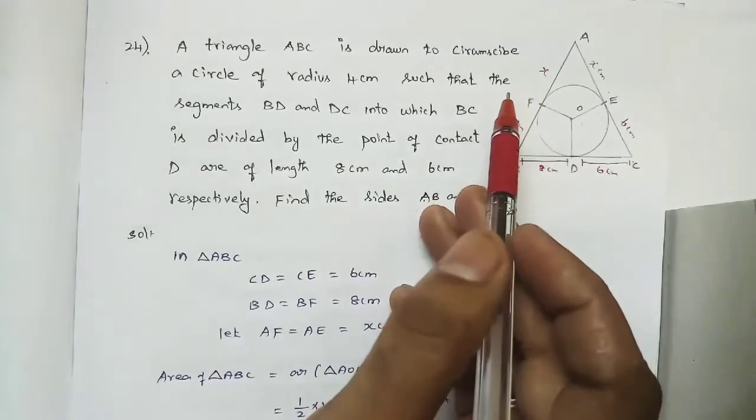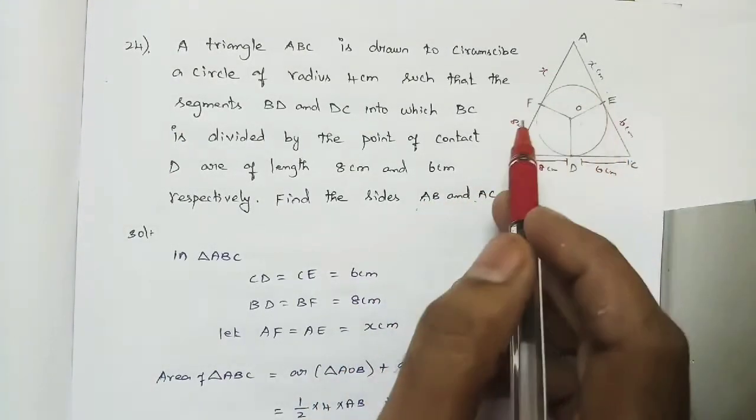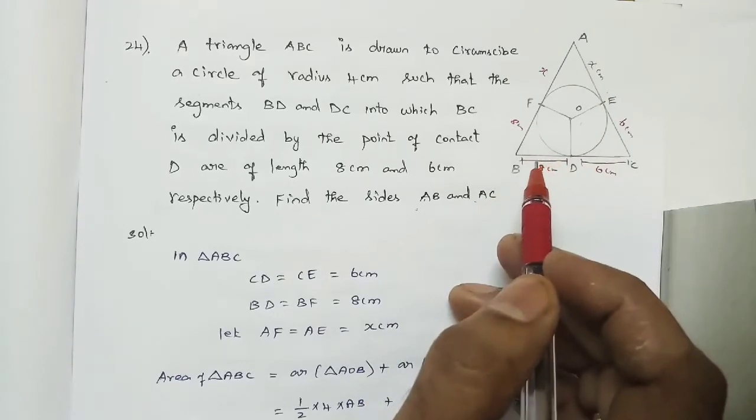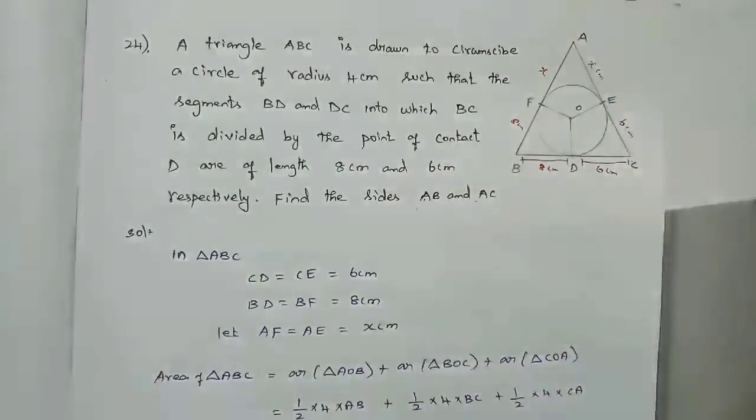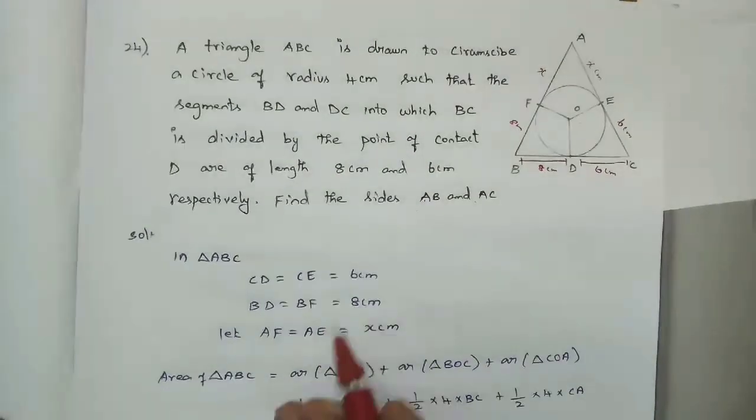See, last class, if it is a right angle triangle, with the help of that, right angle triangle property, Pythagoras theorem property, with the help of Pythagoras theorem property, we find it, right?